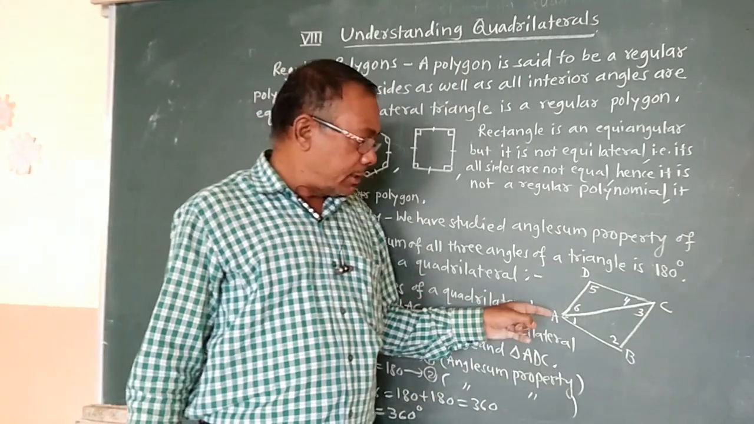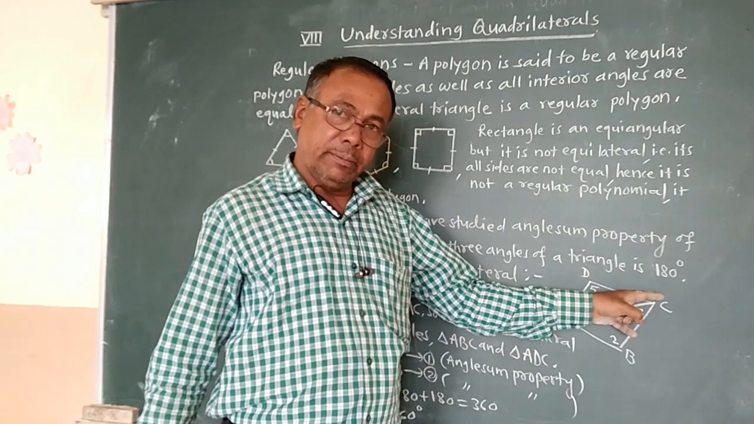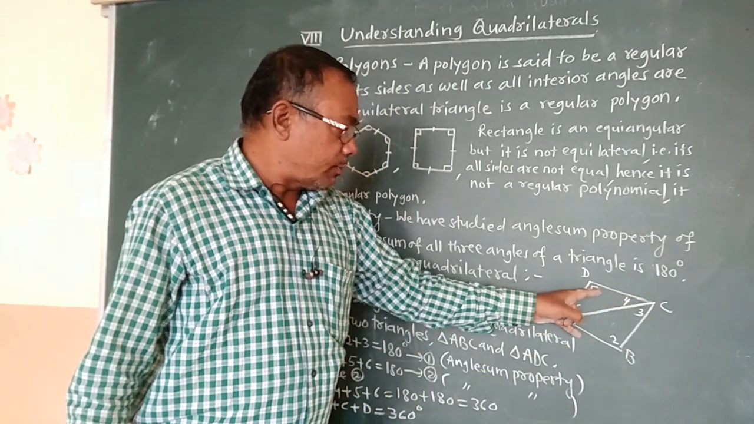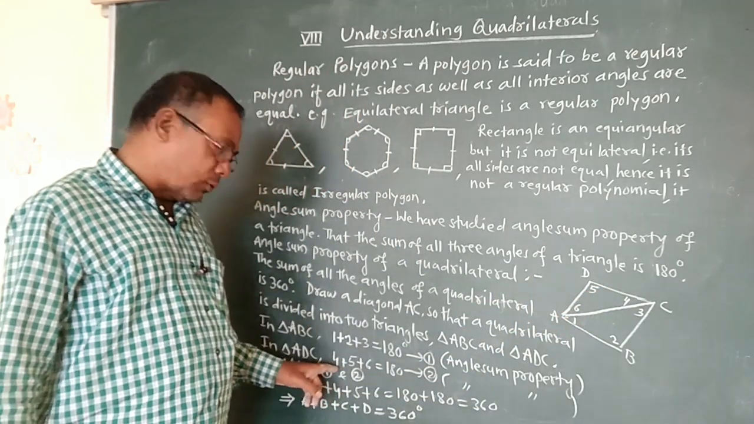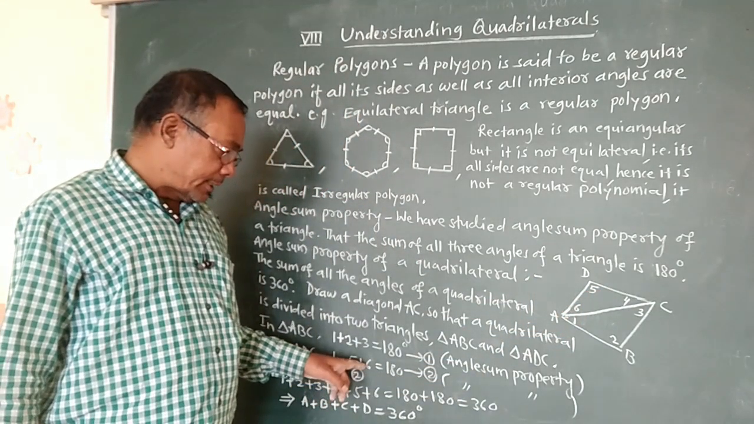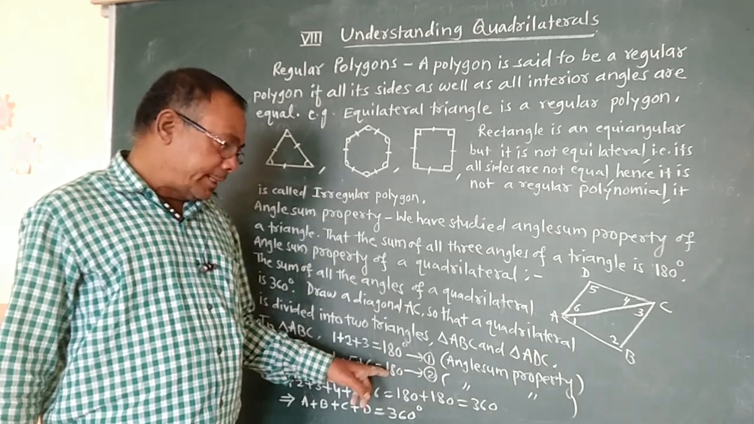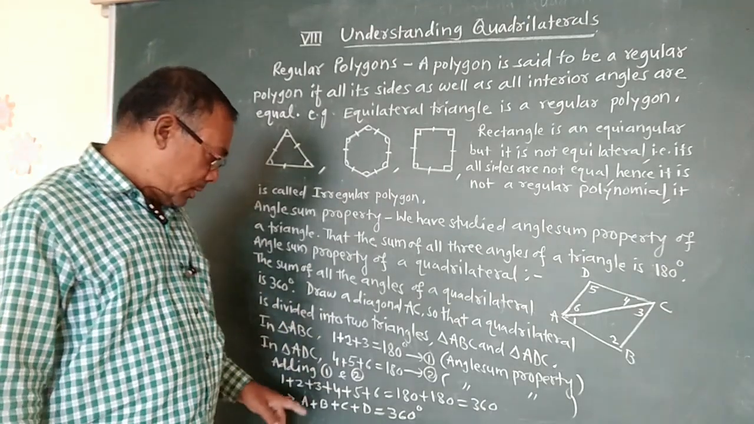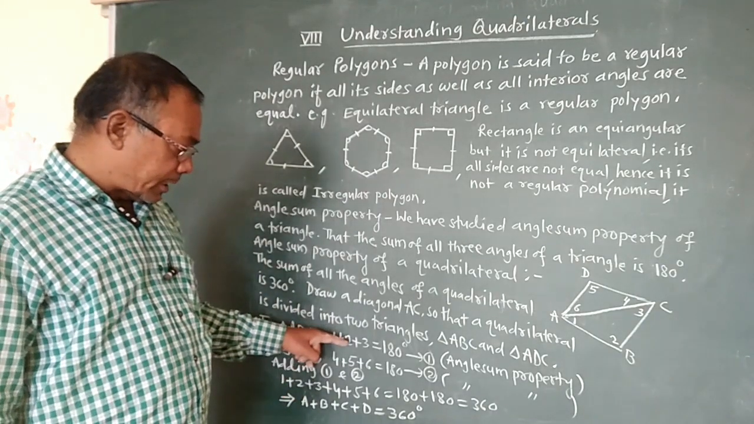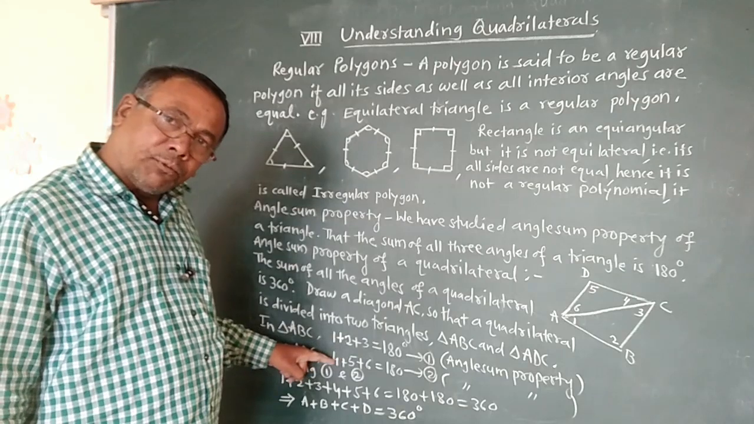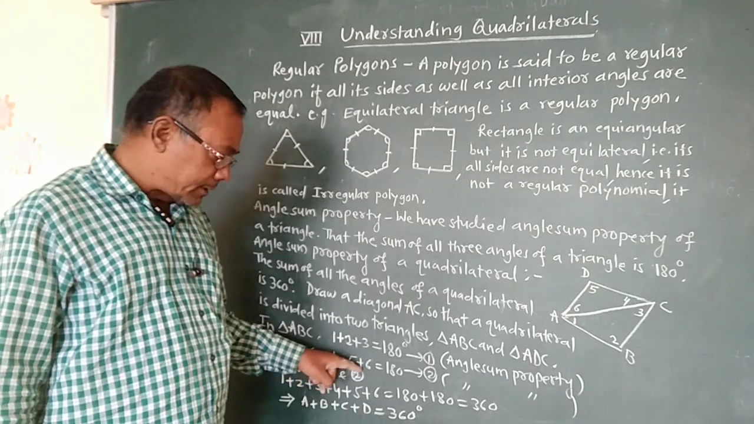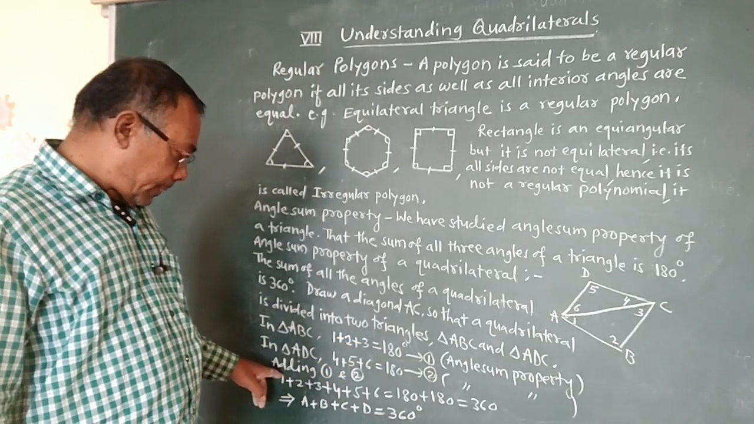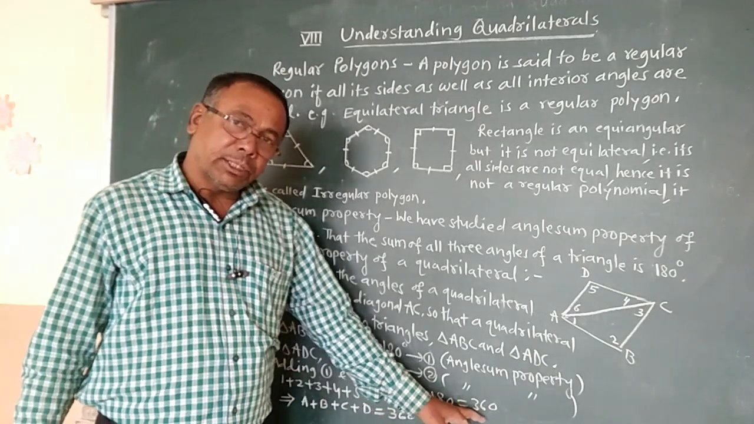Similarly, if we consider the other triangle, then angle 4 plus angle 5 plus angle 6 is also equal to 180 degrees, and that is equation 2. Now if we add equations 1 and 2, then we will get angle 1 plus angle 2 plus angle 3 plus angle 4 plus angle 5 plus angle 6 is equal to 180 plus 180, which means 360 degrees.